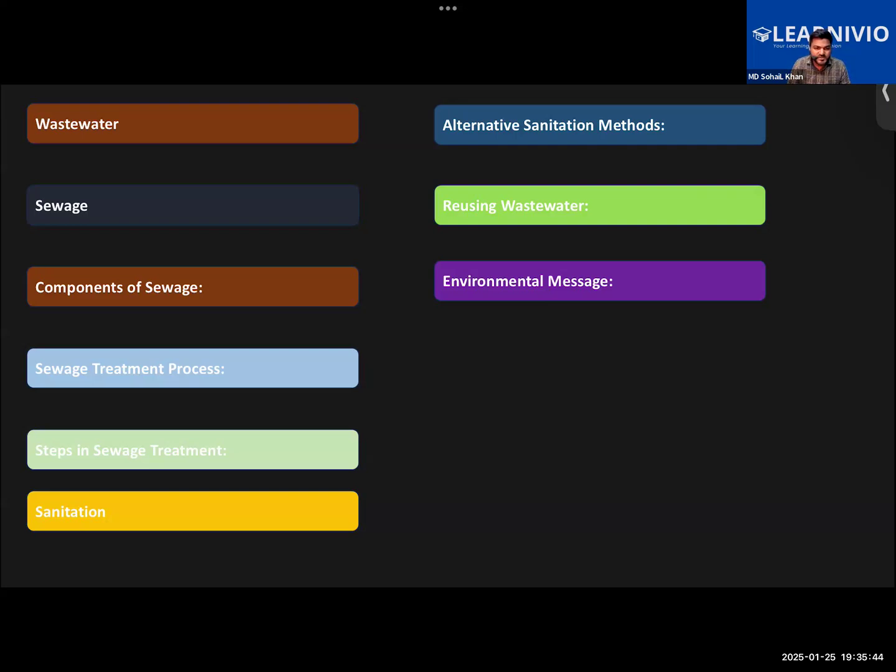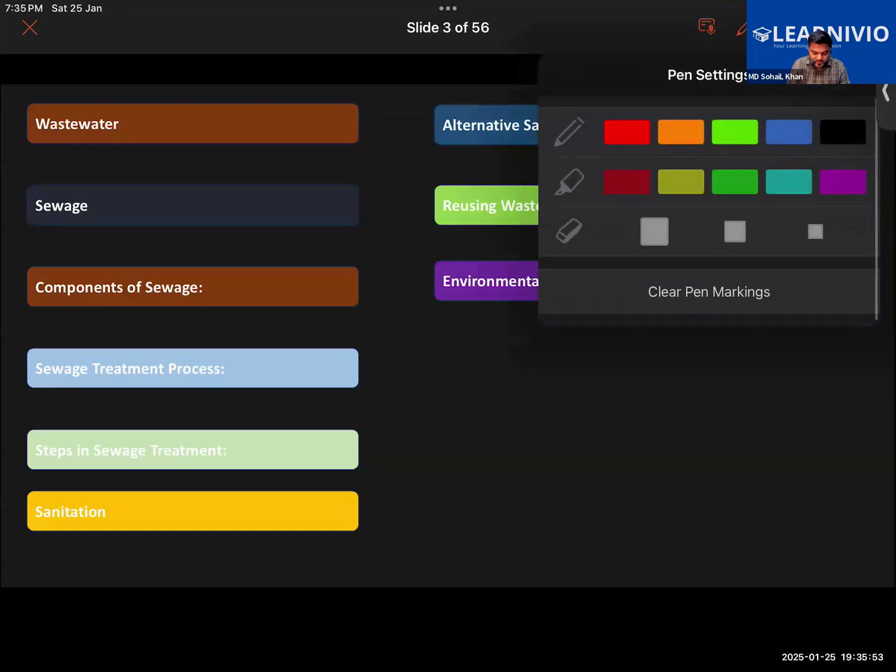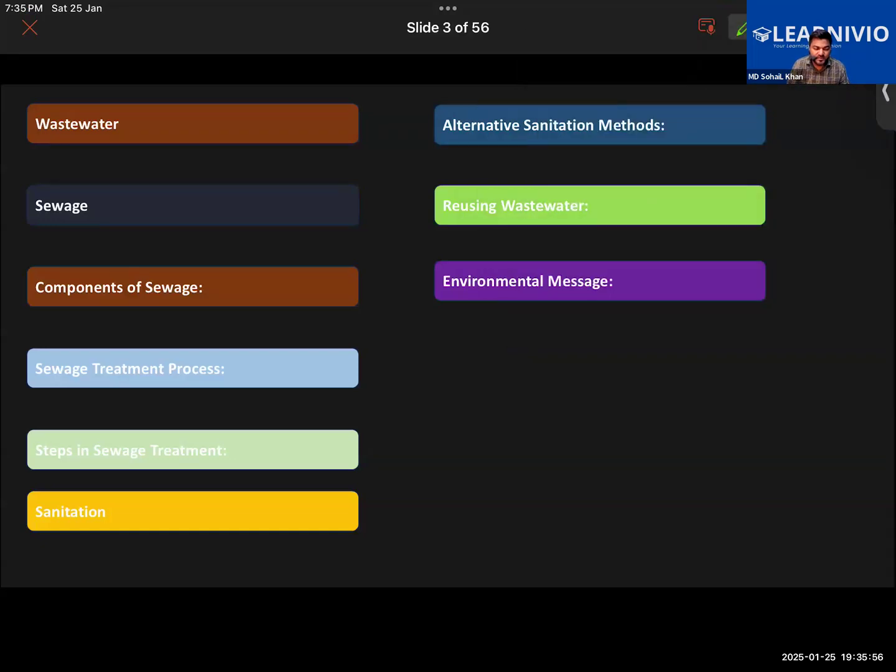So in this chapter, that is the wastewater story, we would be learning about what is wastewater, what is sewage, what are the different substances, the different components of the sewage. Then about how we can treat this wastewater and the sewage. We'll also learn what steps are used in sewage treatment, and then what is sanitation and what better sanitation practices we need to take care of. Further, we will learn about some alternative sanitation methods, how we can reuse the wastewater, and also an environmental message.